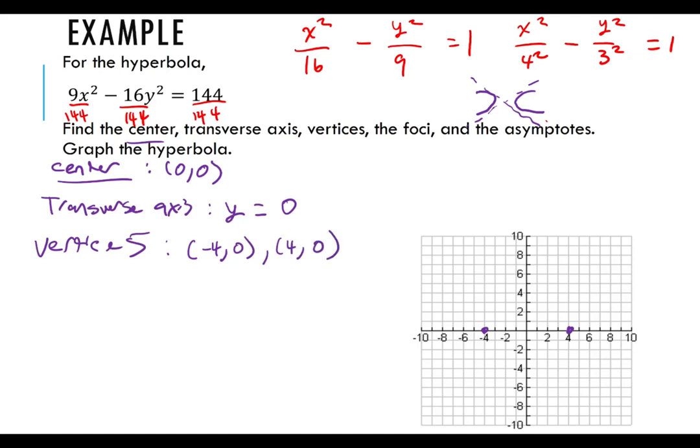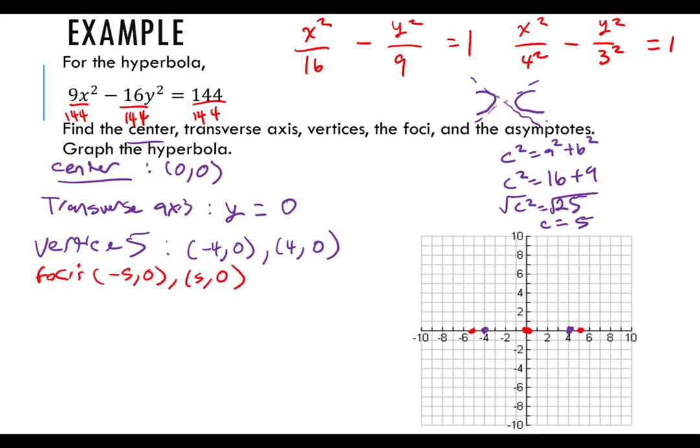Okay. We can find the foci because c squared is equal to a squared plus b squared, and so c squared is going to be equal to 16 plus 9. So c squared is equal to 25. Take the square root of both sides, and we get that c is equal to 5. And so that means my foci, and for the record, center is 0, 0, foci is 5 to the right and 5 to the left. And so the foci are going to be negative 5, 0 and 5, 0.